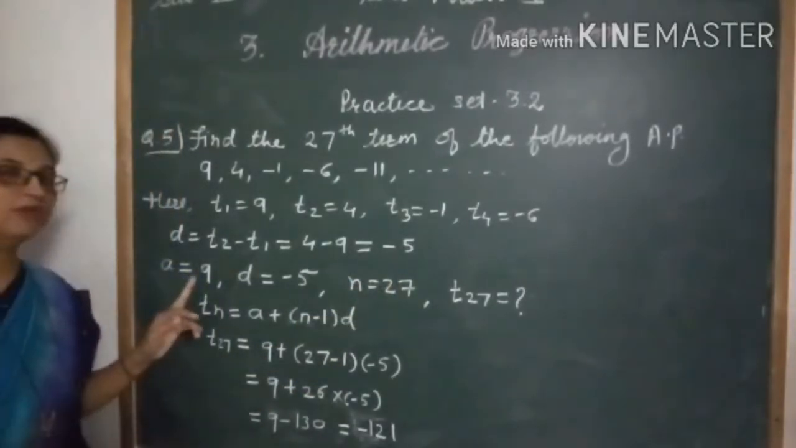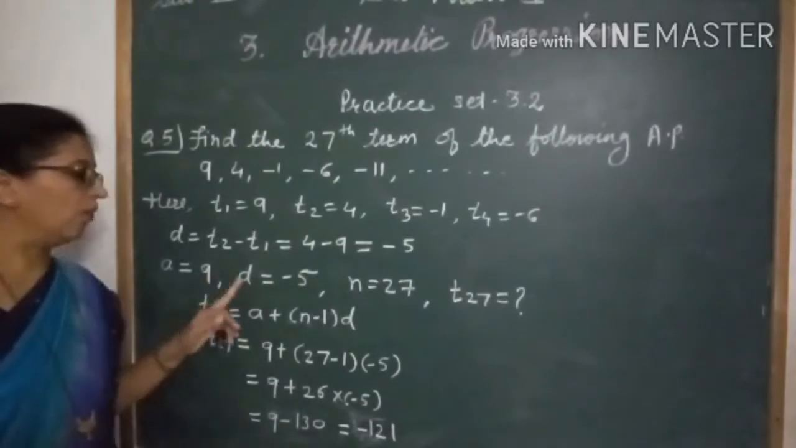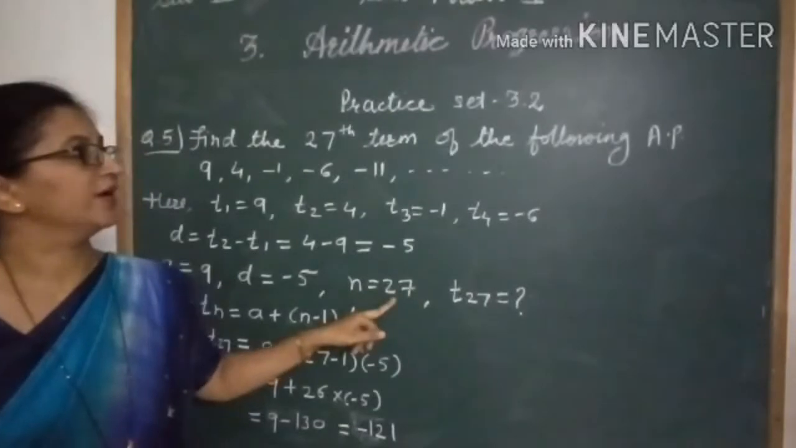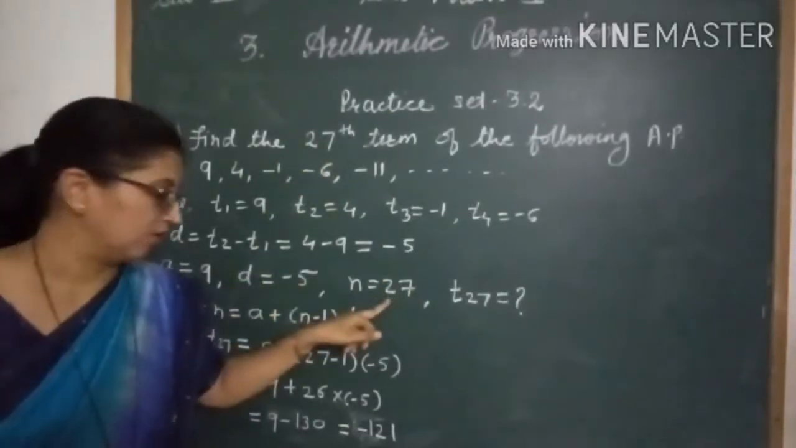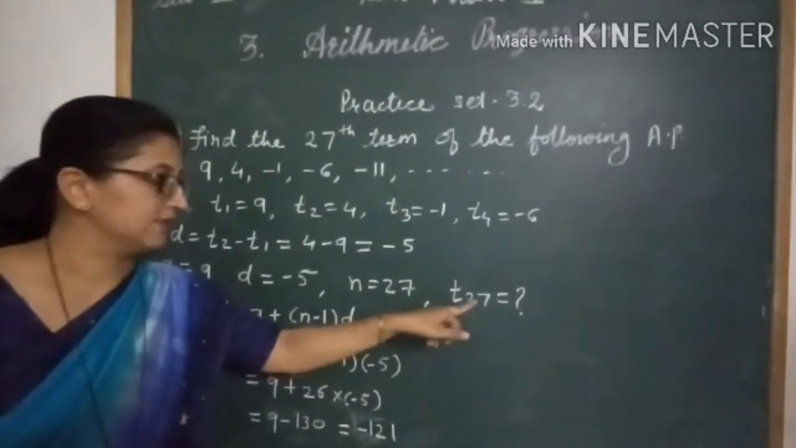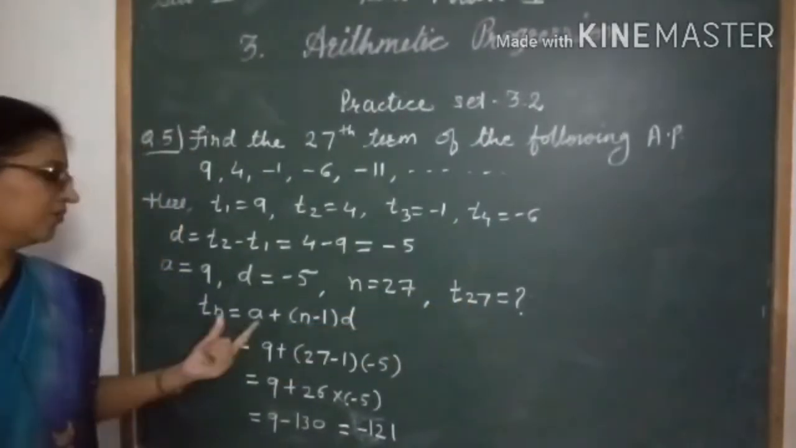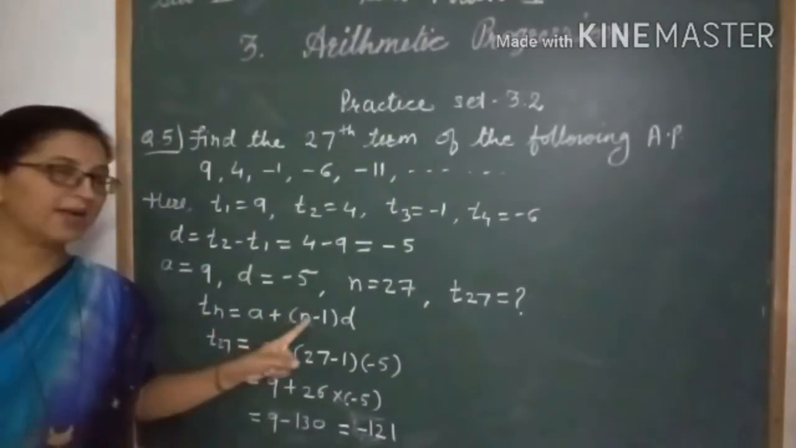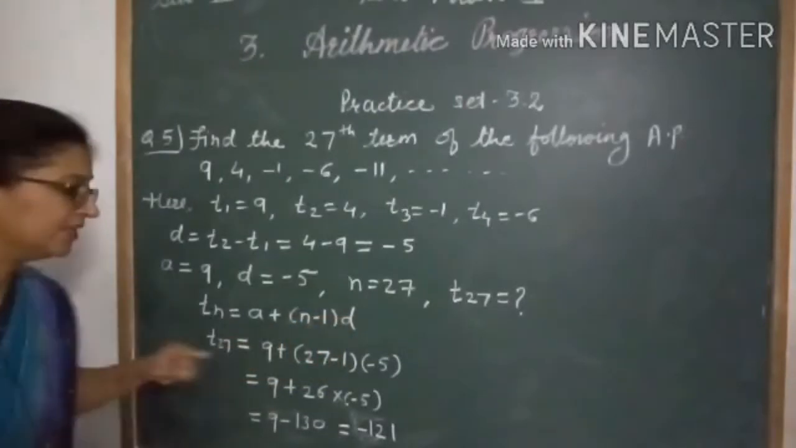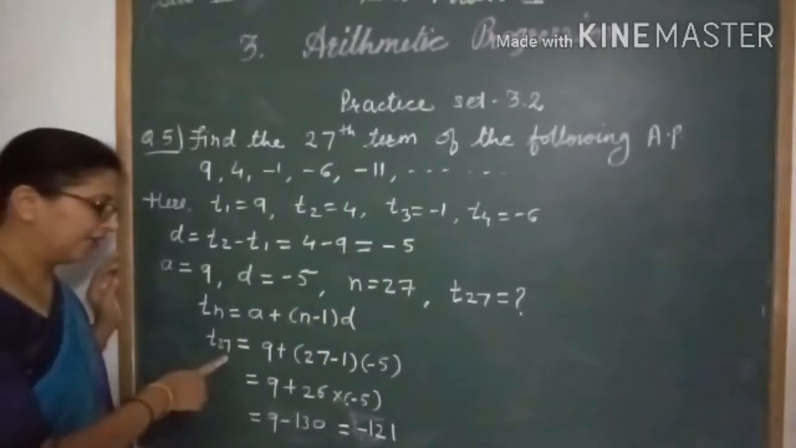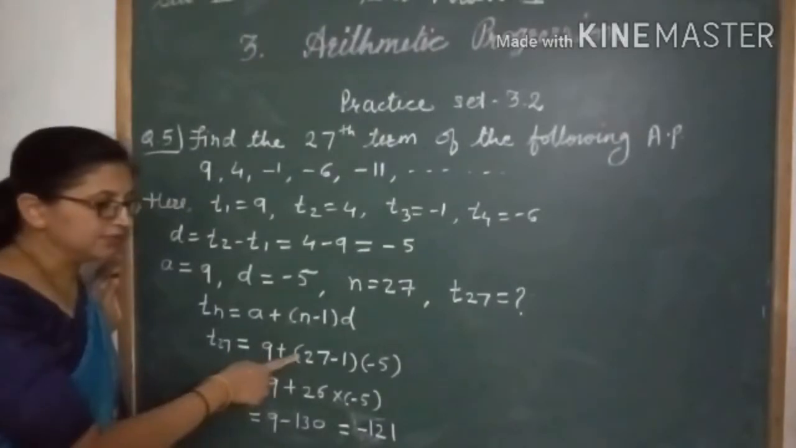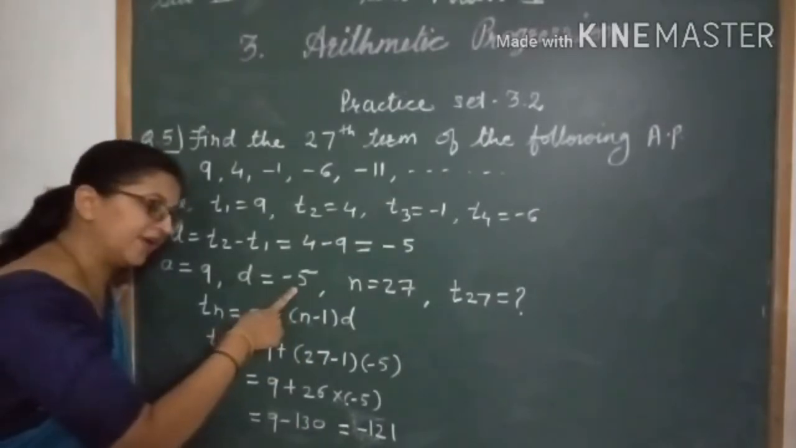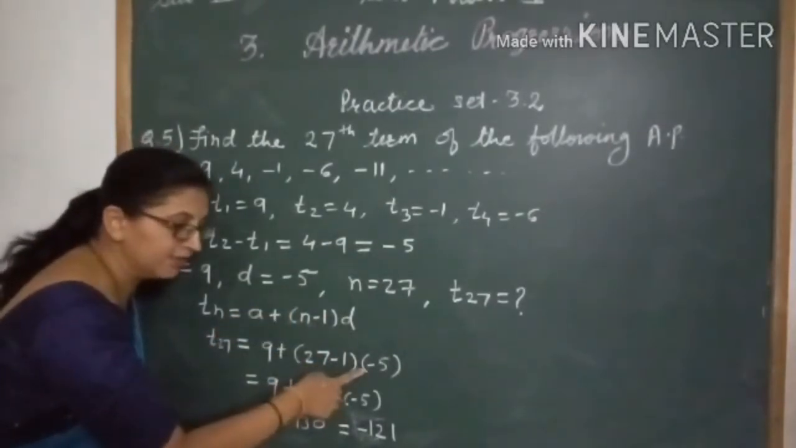So here we have the value of A as 9, the value of D as negative 5, and N is 27 because we are asked to find the 27th term. That's why N is equal to 27 and T27 is equal to question mark. We know the formula to find any term, that is Tn is equal to A plus N minus 1 into D. Now let's put the values in this formula. T27 is equal to 9 plus 27 minus 1 into D. The value of D is negative 5, that's why we will write it in the bracket.